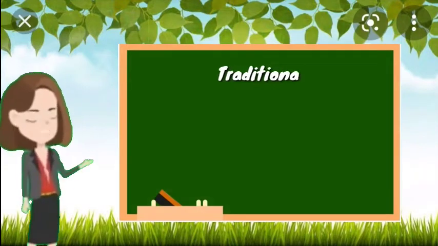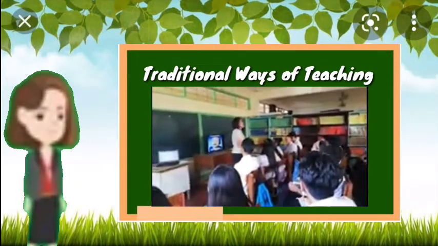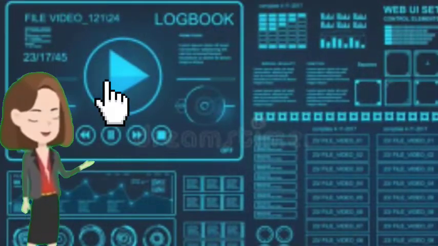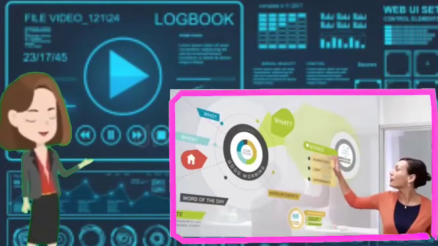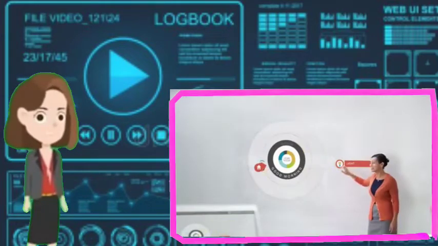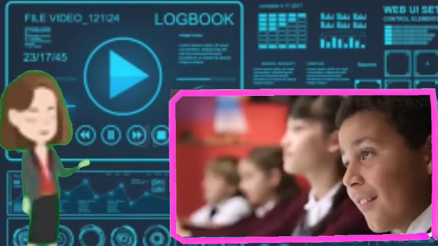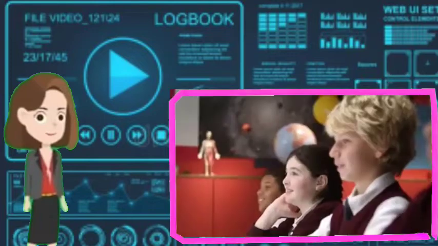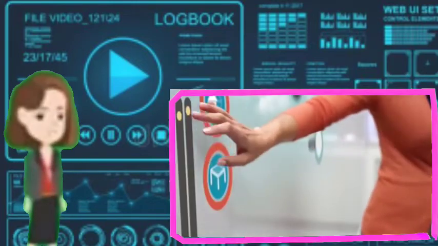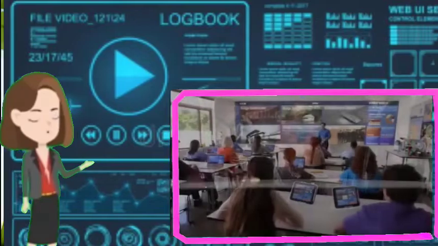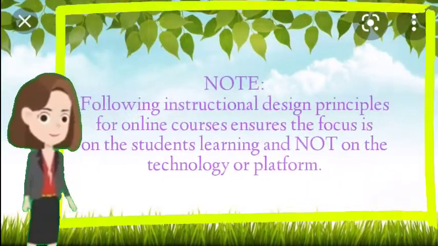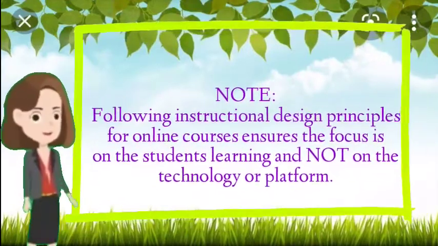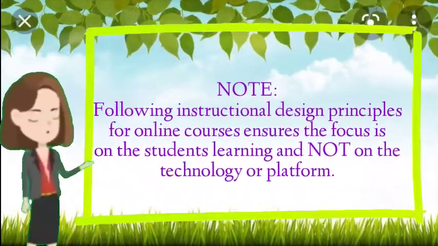In traditional education settings, classroom walls act as boundaries for instruction and learning. But online education has no walls and uses a delivery method that shifts the course development process entirely. This shift suggests instructional design principles and models are needed to address the complexities inherent to the web as a delivery mode. Following instructional design principles for online courses ensures the focus is on student learning and not on the technology or platform.